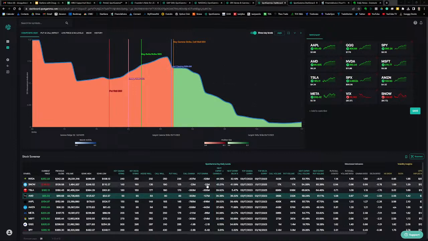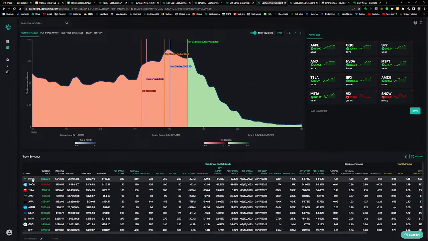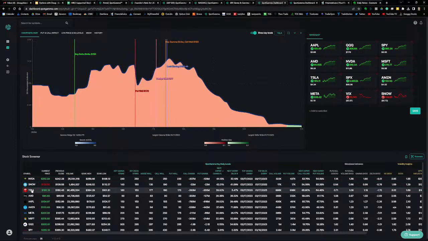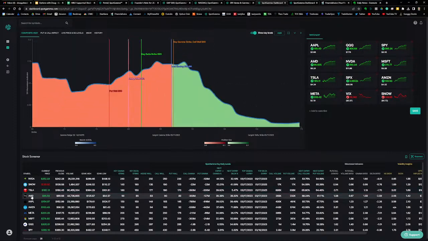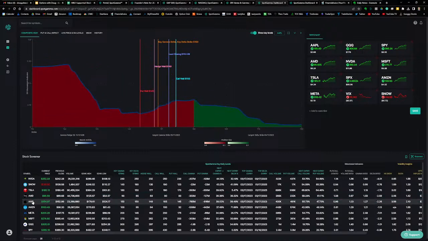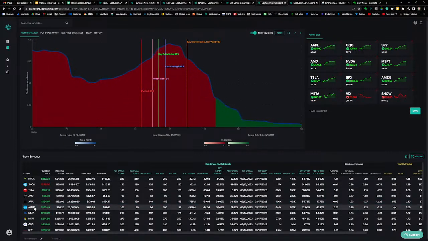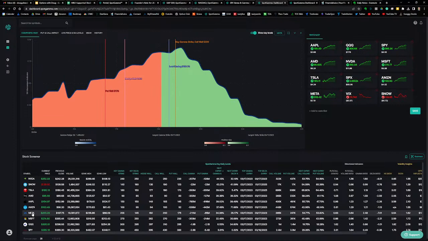All right, so tomorrow we'll go through this. Well, let's take a quick look and see. So NVIDIA may be the same situation as AMD. Snowflake, no, put dominated. Tesla, no, put dominated. AMD, yes, we just looked at that. Apple, maybe some call domination above the 160 level. Amazon, maybe. Call dominance above the 105 level. Meta, good chance. Call dominance above the 195 level. And Meta's trading in this call dominated region.